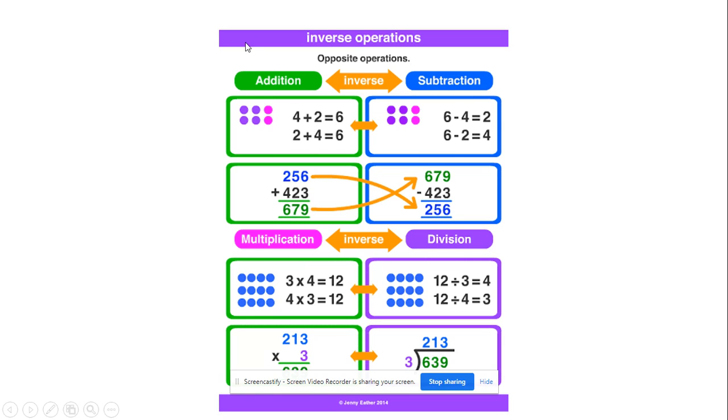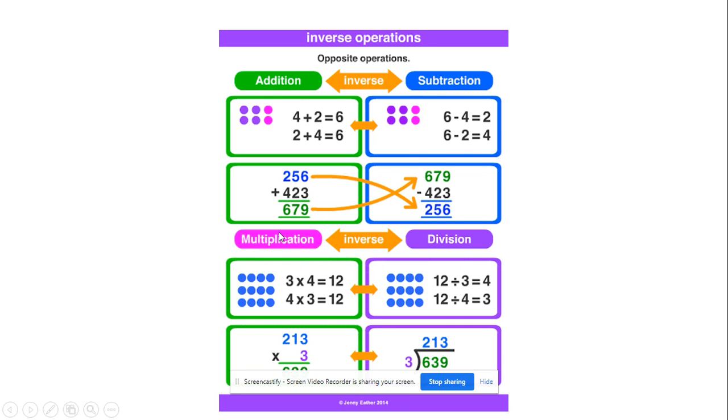So for example, if I'm adding, my inverse is subtraction. 4 plus 2 is 6. If I wanted to figure out any of these pieces, I can just subtract one or the other to find it. So 6 minus 4 is 2, so that's the amount on the right, and 6 minus 2 is 4, and that's the amount on the left. Okay, and then vice versa. This is with a bigger example.